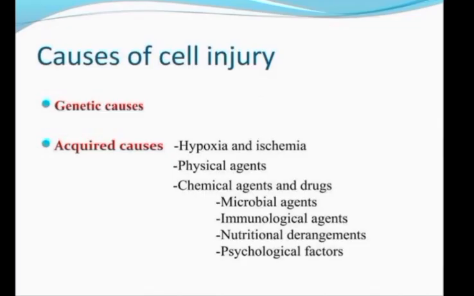Thalassemia means a reduced production of hemoglobin. Hemoglobin is the major compound which carries oxygen throughout the organs. But in thalassemia, hemoglobin production will be less, so the oxygen carrying capacity of the RBC is also reduced, so the cell gets injured. Next one, acquired causes.